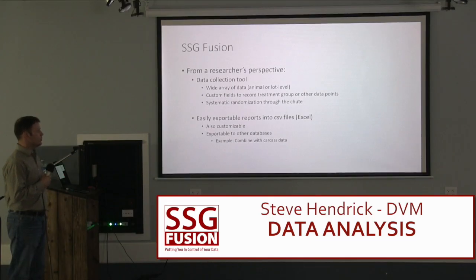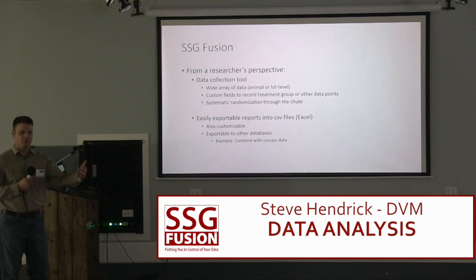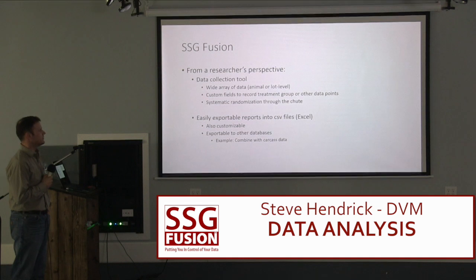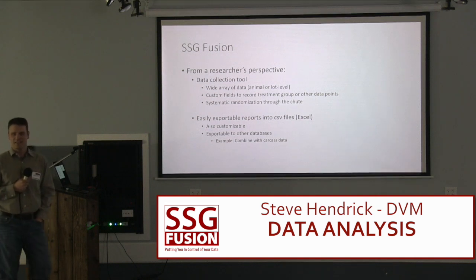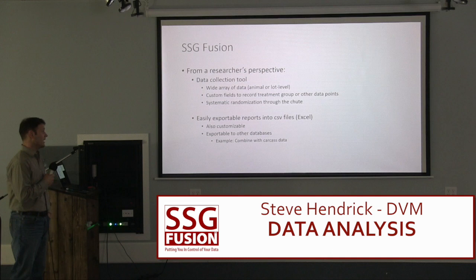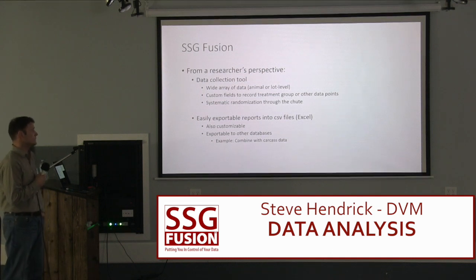I admit, when we're randomizing cattle through the chute, it doesn't have that built in, but it doesn't need to be. We often just use systematic randomization or gate sort to put our cattle into treatment groups. As Dirk mentioned, the beauty is that this data is easily exportable into Excel. And that's often where a lot of our data gets compiled and then eventually analyzed. And what I like is that they're so customizable.